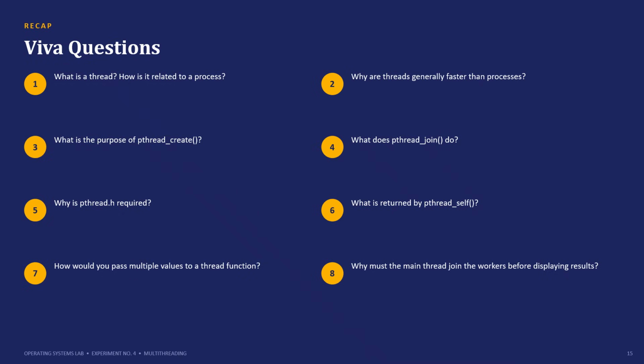What is the purpose of pthread_create function? What does pthread_join function do? Why is pthread.h header file required? What is returned by pthread_self function? How would you pass multiple values into a thread function? Why must the main thread join the worker threads before displaying the final results?